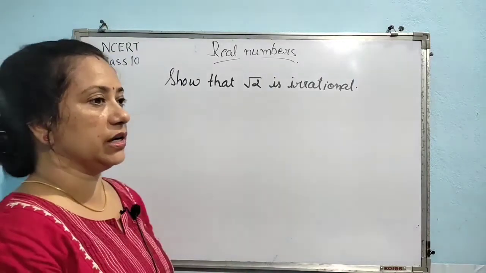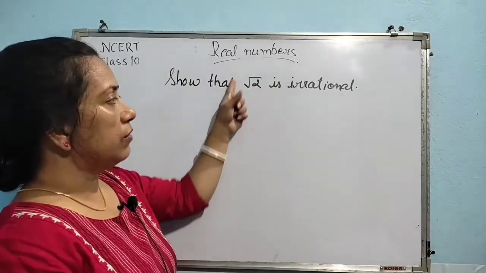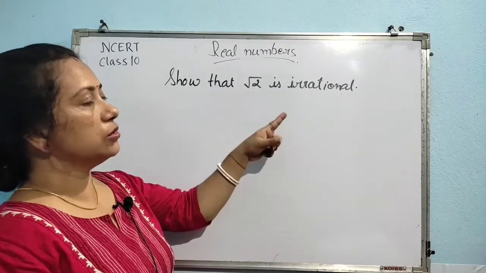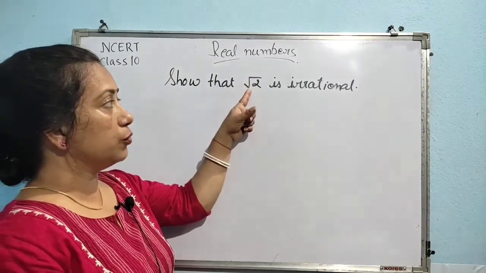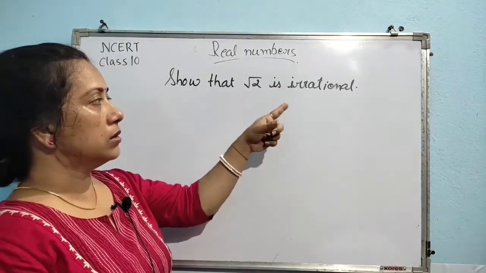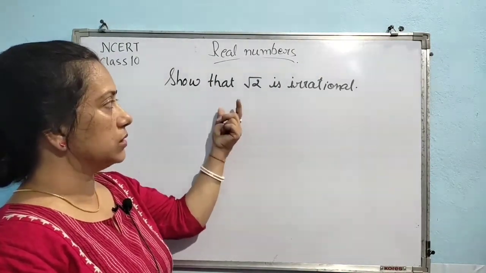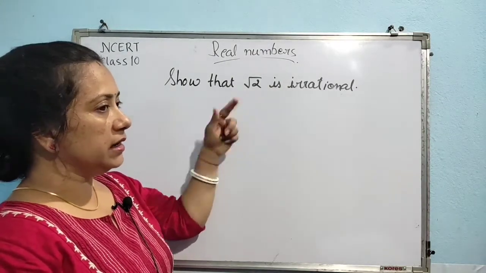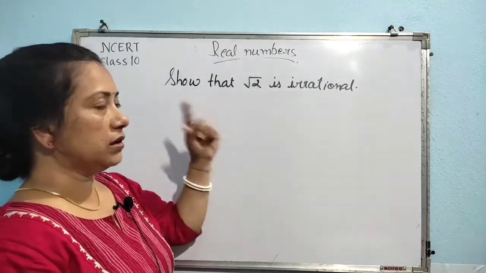Now what is contradiction? Whatever we want to prove, we will just take the opposite of that. Suppose here we have to prove that root 2 is irrational, but we will start our sum by supposing that root 2 is rational. So the thing that needs to be proved will not be taken; the reverse will be taken.